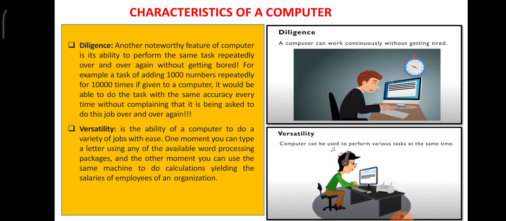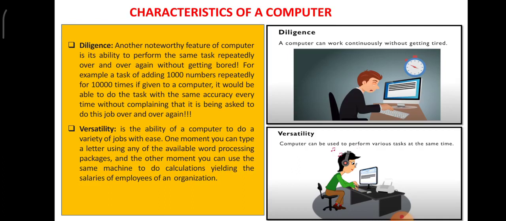And the fourth point is diligence. What is diligence? Now go through the picture. A computer can work continuously without getting tired. The literal meaning is that a human being, if he is going to sit and work for hours, gets tired, but a computer will not get tired. That is called diligence.